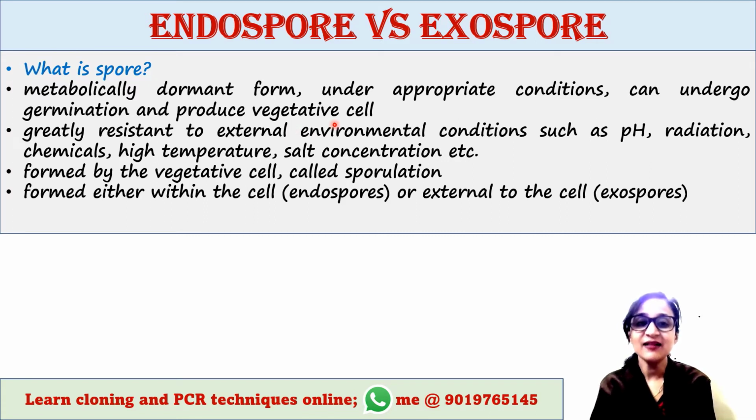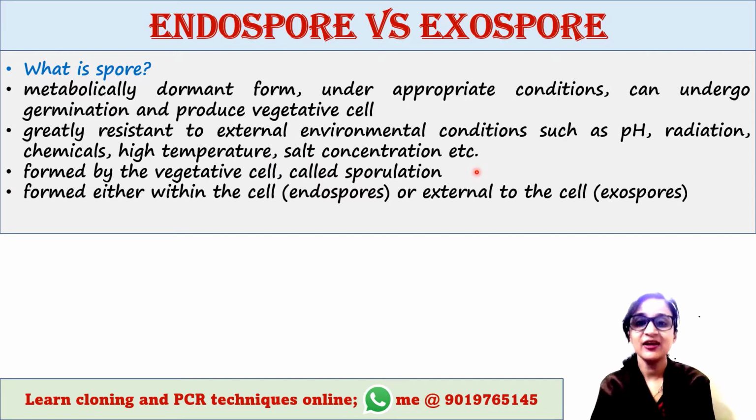But spore itself is a reproductive structure. So what does that mean? Spore is a reproductive structure because it generates new active vegetative cell. And the vegetative cell remains metabolically active. Spore is greatly resistant to external environmental conditions such as pH, radiation, chemicals, high temperature, salt concentration, etc.